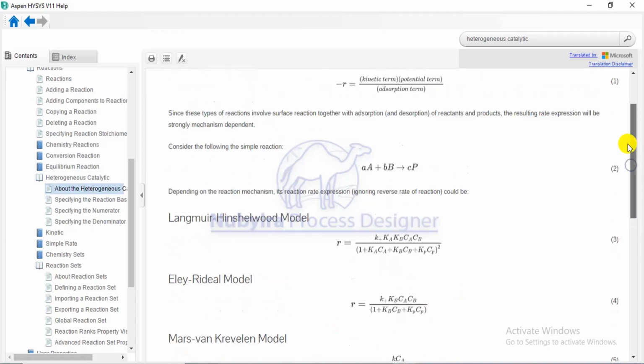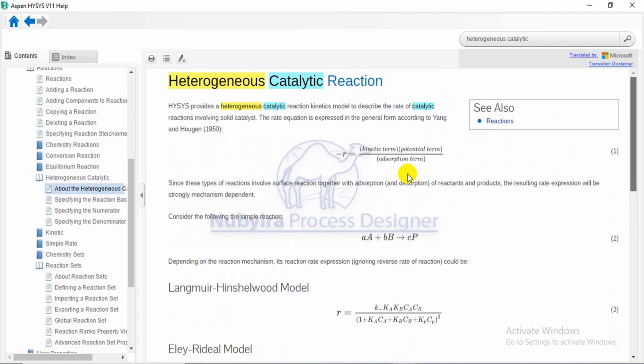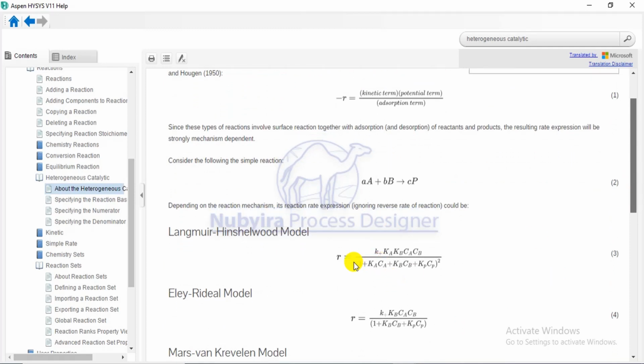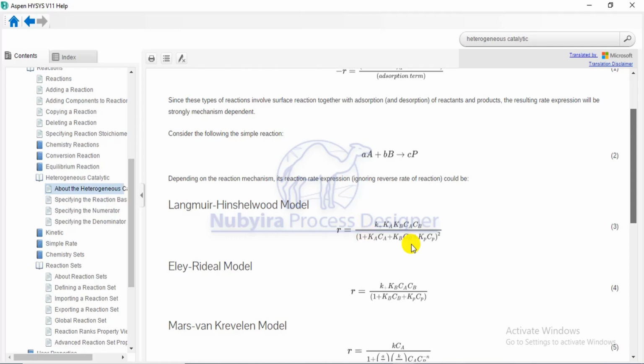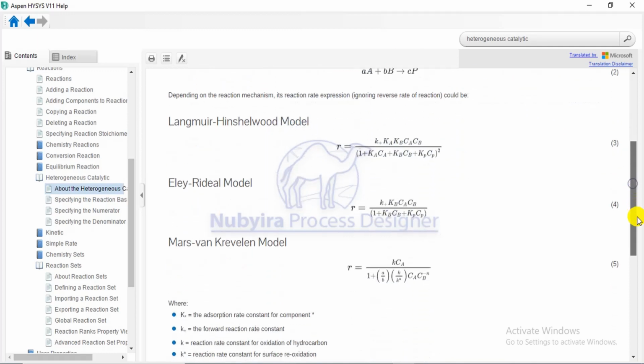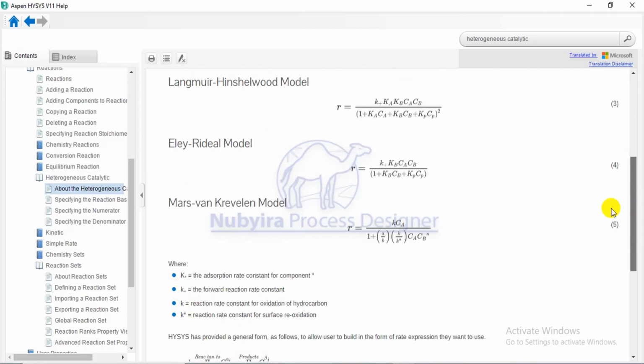Going back to the general rate expression, we have minus R is equal to the kinetic term multiplied by the potential term all over the adsorption term. Now looking at the Langmuir-Hinshelwood and comparing it with this general formula, you have the kinetic term, the adsorption term, and the potential term. The expression at the denominator is called the adsorption term, or some others call it the denominator term.